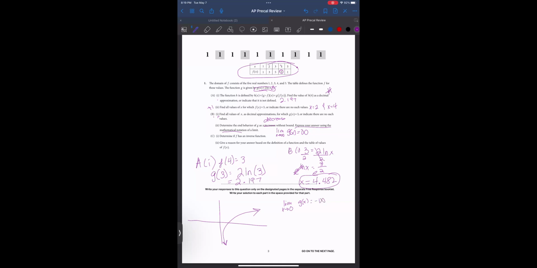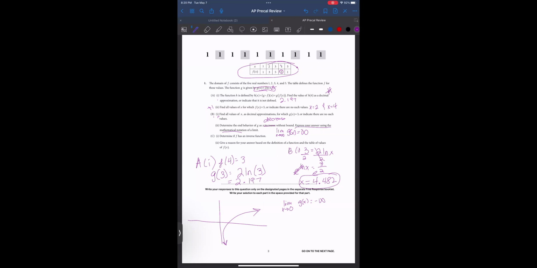How do you know when you have to do the thing where it says from the right or from the left? Limits that involve asymptotes. End behavior is just the infinities. Asymptotes are when you're approaching an asymptote from the left and from the right. All right. We're good with part B?